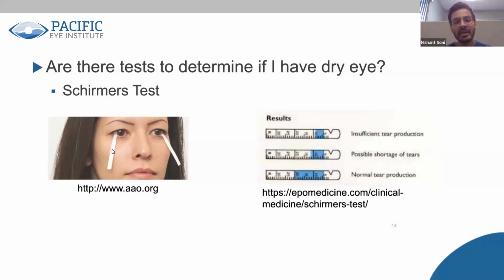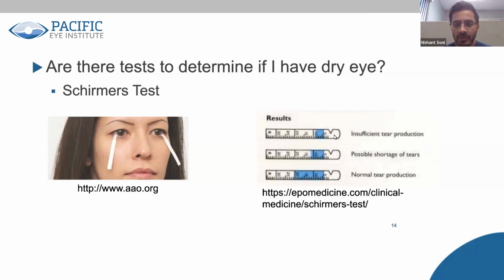And in that period of time, the tears kind of drip onto this piece of paper. If there are not a lot of tears, then the tears will stay closer to the eye. And if there are a lot of tears, then the tears will go down farther from the surface of the eye. And we can actually read the amount of millimeters that the tears go away from the surface of the eye. And there are certain levels that indicate whether your eyes are very dry or whether your eyes are not very dry.